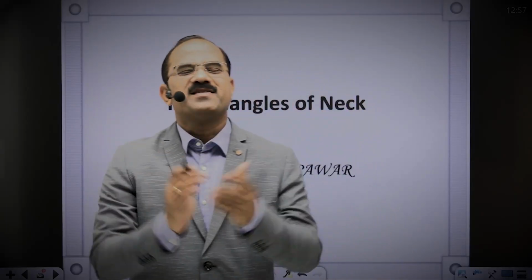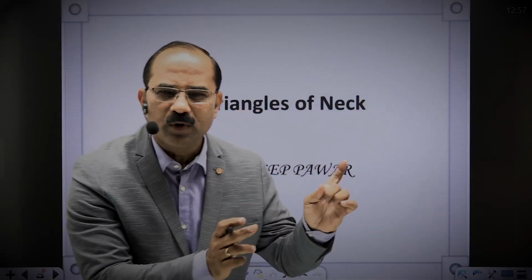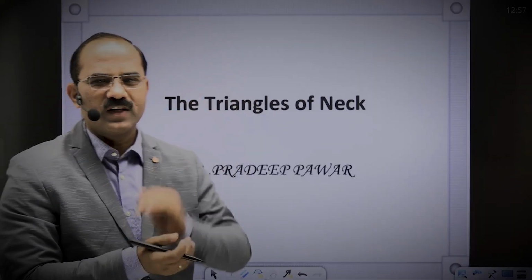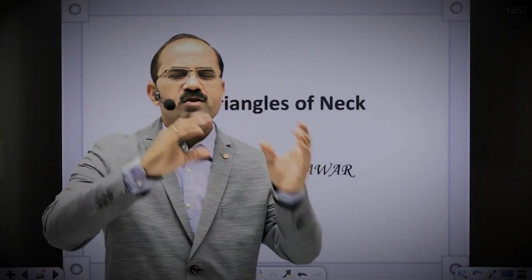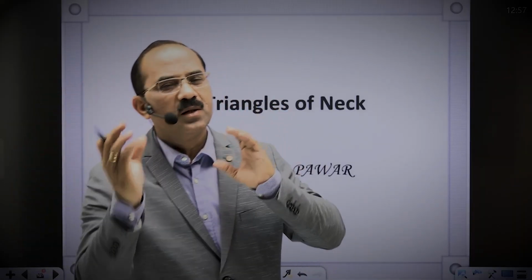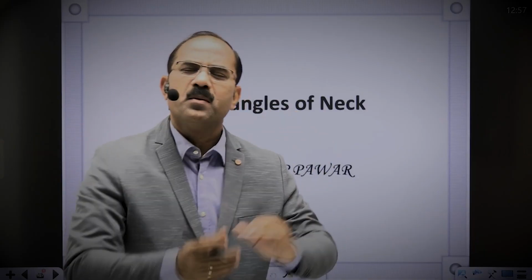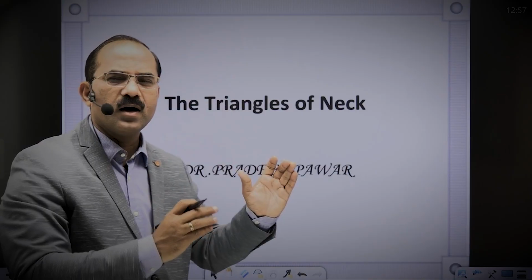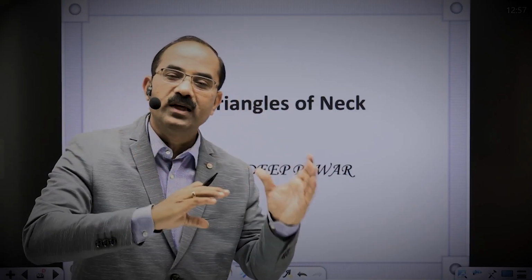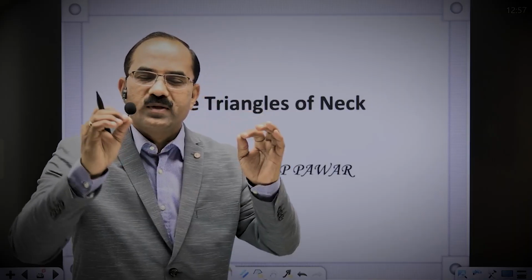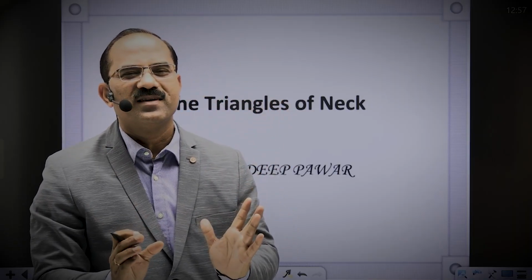So hello students, and let us understand this very important topic from the point of view of exams, the triangles of the neck. Now, the details of posterior triangle, anterior triangle, muscular triangle we will deal with in subsequent lectures. But just let us understand a brief outline about the various triangles in the neck, which muscles are going to form the boundaries. MCQs are exactly asked on this. Okay, so let us start.